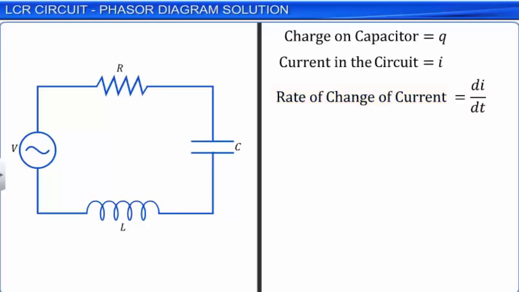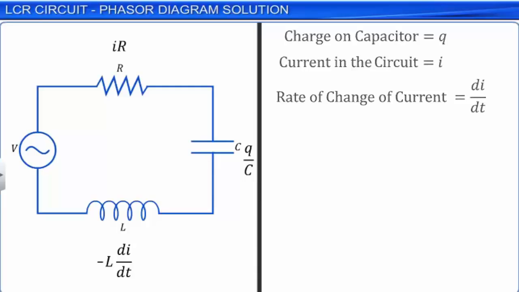Instantaneous voltage across the capacitor is equal to Q by C. The voltage across the resistor is IR, and the induced EMF across the inductor is minus L dI by dt. The negative sign here denotes the direction of the induced current through the conductor according to Lenz's law.